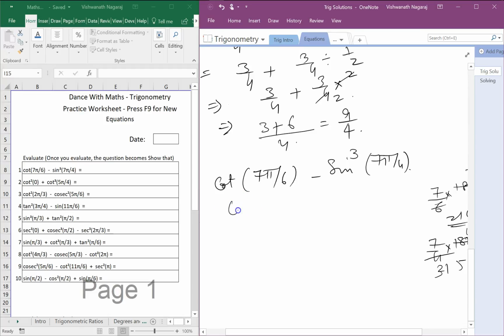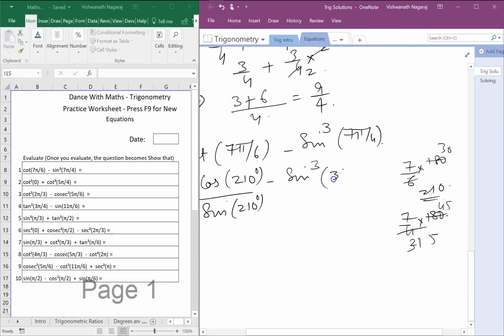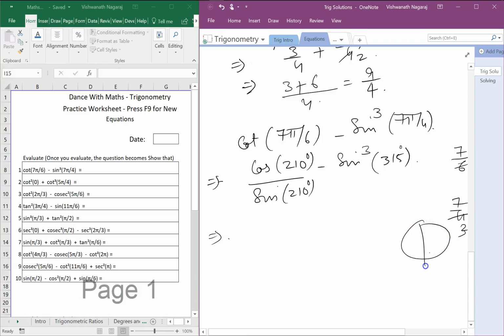We can write it as cot 210 degree minus sine cube 315 degree. Now remember 210 is here. This is 30 degree, 180 plus 30. Yes. So the value wise it will be the same as cot 30. The only thing is here both cot and sine are negative. So minus minus, they get cancelled. Minus sine cube.